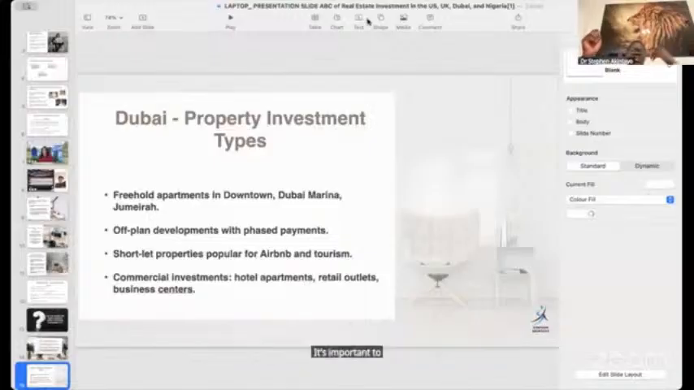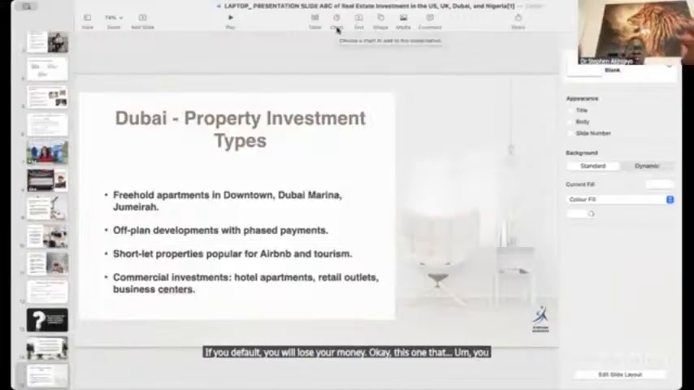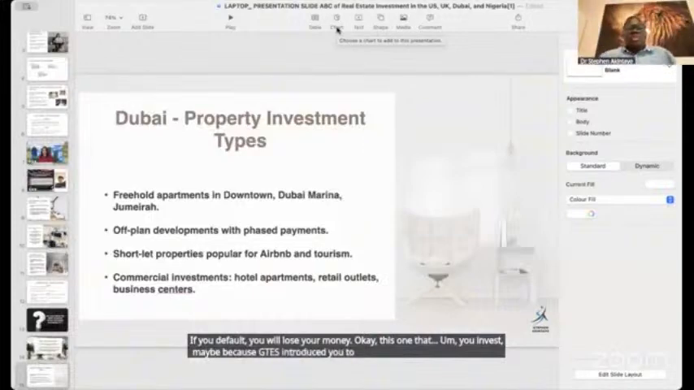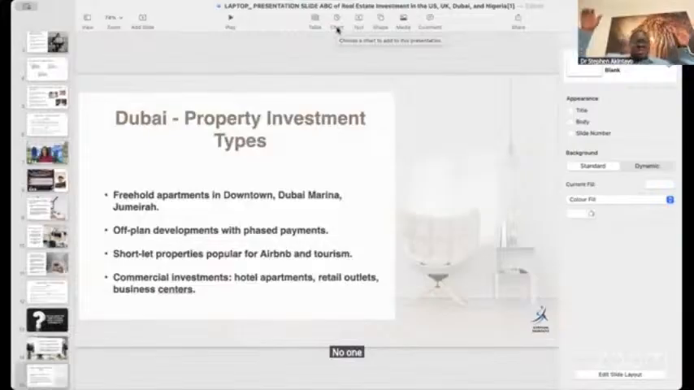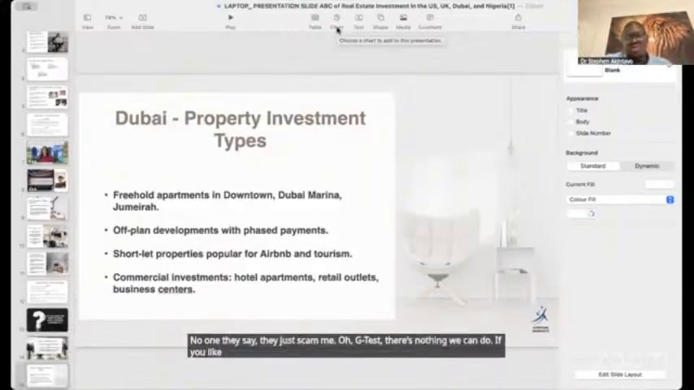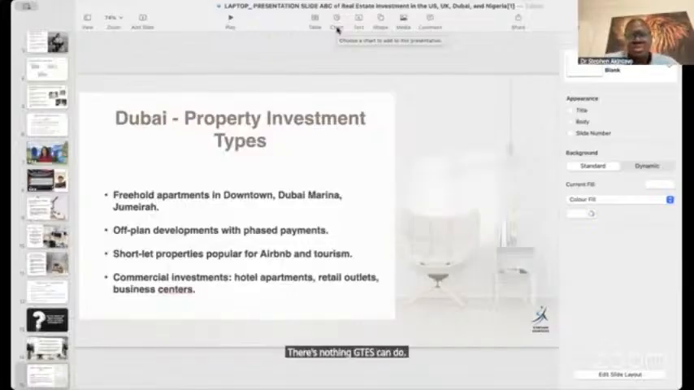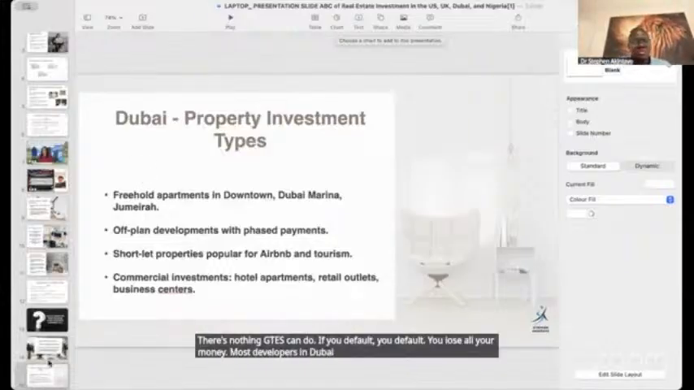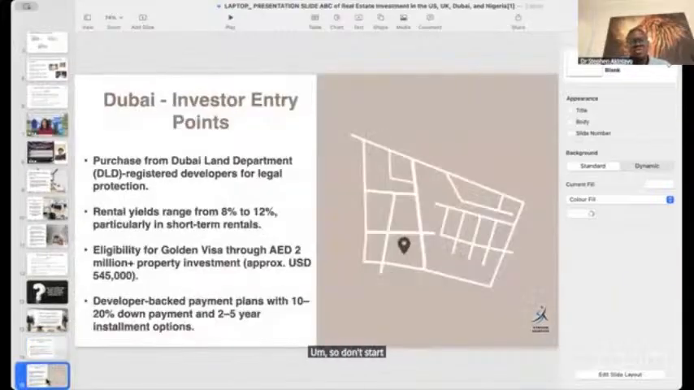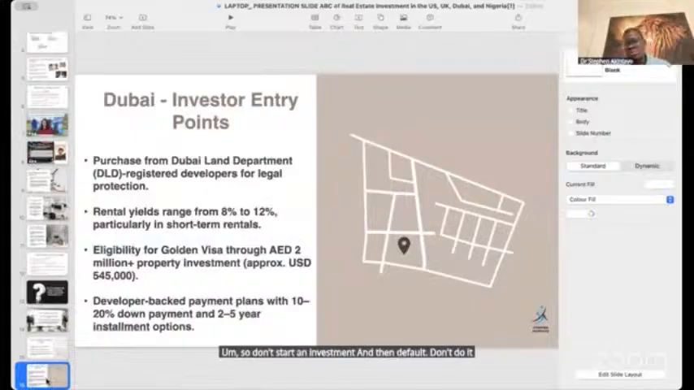It's important to emphasize that in these countries, US, UK, Dubai, if you default, you will lose your money. This one that you invest in, maybe because GTS introduced you to who you decide to partner with, and then one day you say, hey, they scammed me. Oh, GTS, there's nothing you can do. If you like, shout from now till tomorrow, there's nothing GTS can do. If you default, you default. You lose all your money. With most developers in Dubai, that's how they do it. So don't start an investment and then default. Don't do it if you cannot keep up with the bills.